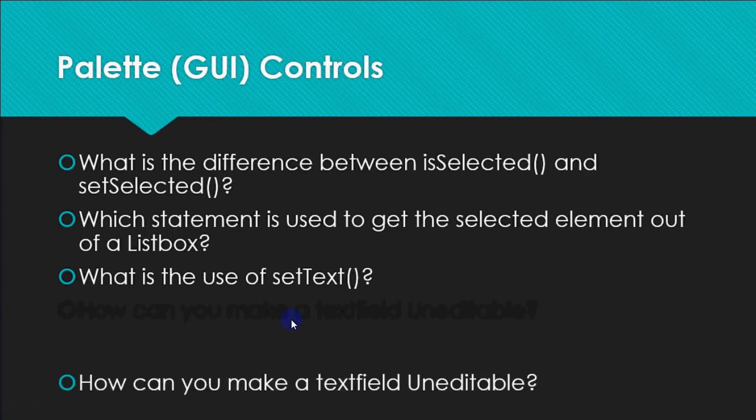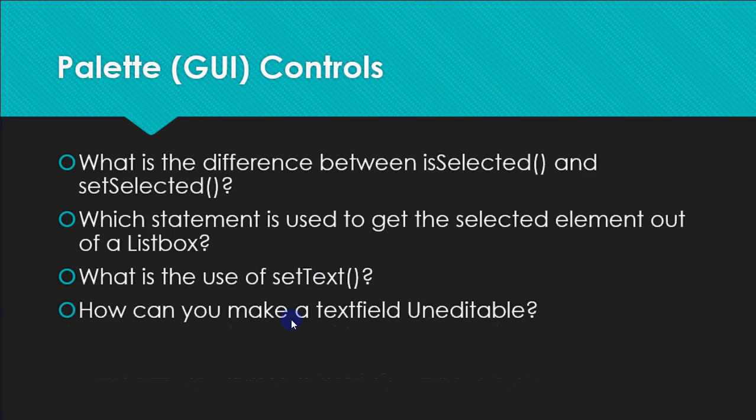If they ask you what is get text, so that is used to read the value of a text field. Then how can you make a text field uneditable? Uneditable means you cannot type in the text field. If you want to do that, you have to write text field name dot set editable in bracket false. So text field name dot set editable in round brackets false will make it uneditable, means user will not be able to type in that text field.